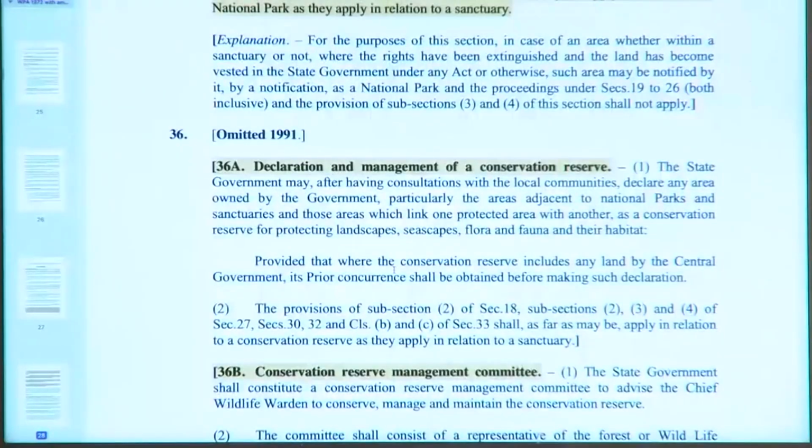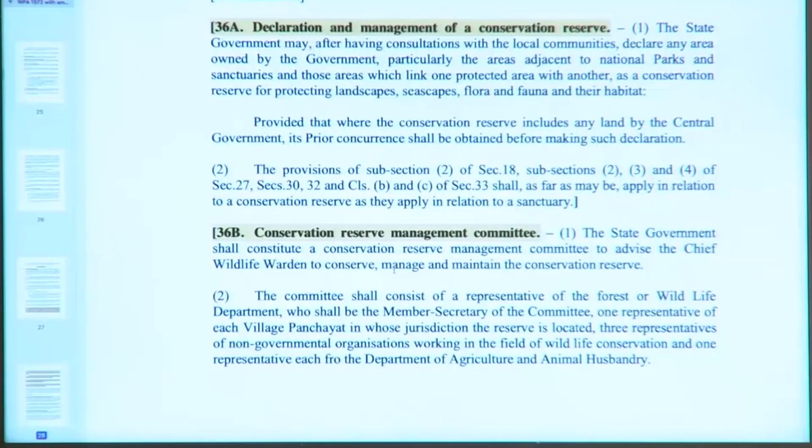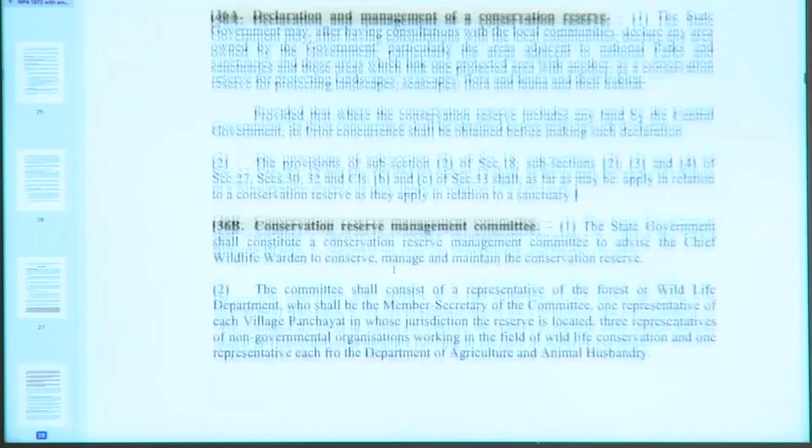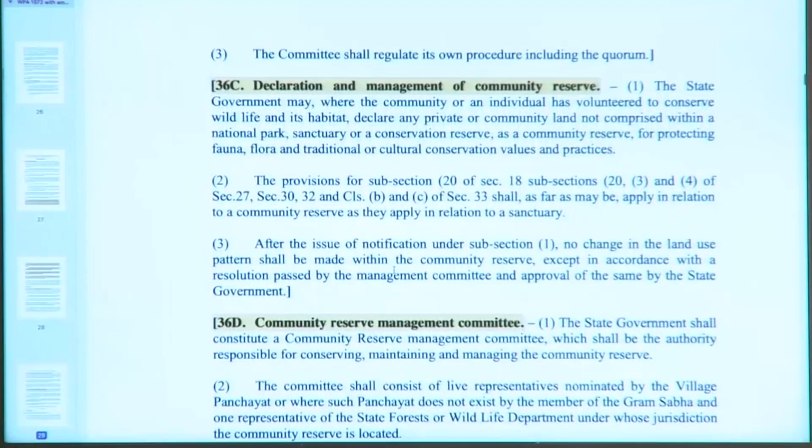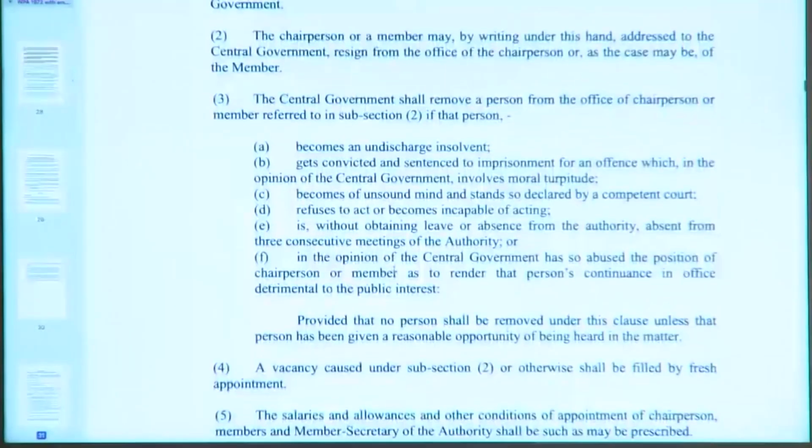grazing, about other protection measures, declaration and management of a conservation reserve. Now, in this case, the management is done by a conservation reserve management committee. In the case of a community reserve, it is done by a community reserve management committee.